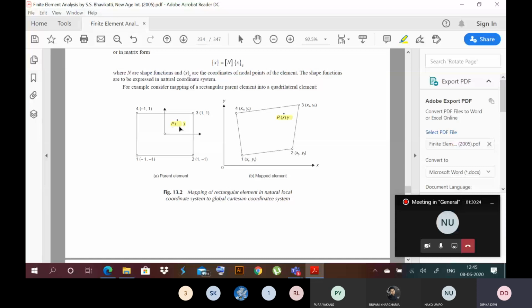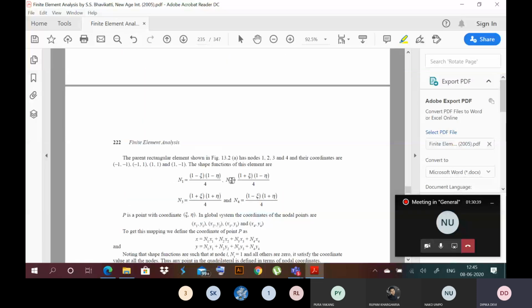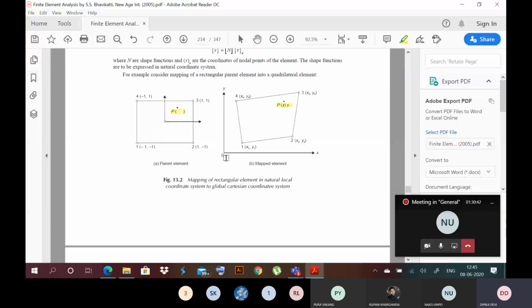So P will have the coordinates xi, eta, and in the actual element P will have some coordinates x and y. So we need to find the values of x and y if I know the values of xi, eta, using the isoparametric concept. For that, we should know the shape functions N1, N2, N3, N4 of a 4-noded rectangular element.